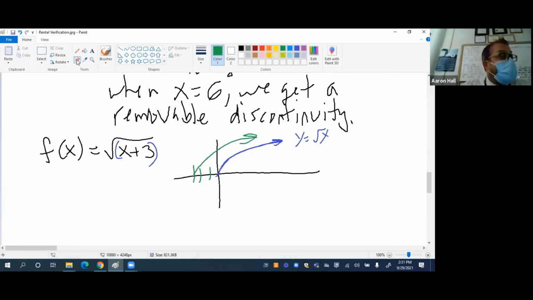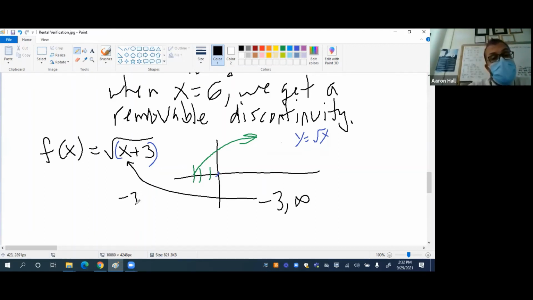Can we tell at this point, Chantel, for the green graph, which is the square root of x plus 3, what the interval of continuity is? 3 to infinity? Is it 3, or negative 3? Negative 3 to infinity. Is negative 3 included? Can I plug negative 3 into this? What is negative 3 plus 3? What's the square root of 0?